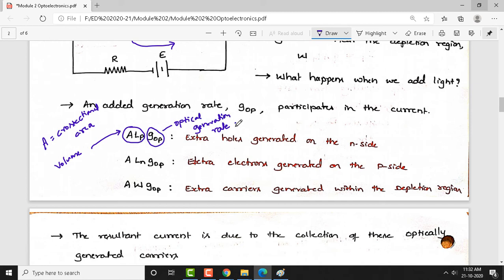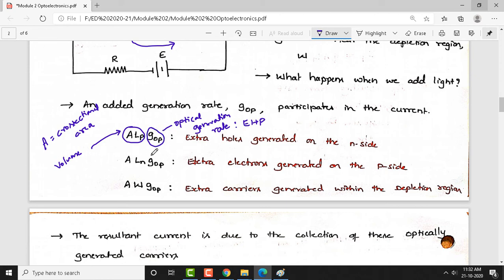Optical generation rate is nothing but the EHP generation rate, the rate at which electron hole pairs are created. Maybe you can have some number like 20, 30, 100 million. So the generation rate within this volume tells us the extra holes generated on the N side, because you are considering the N side. N side means we need to take up Lp, which is the diffusion length of the holes in the N region. So these are the amount of extra holes generated on the N side. It depends on the optical generation rate.